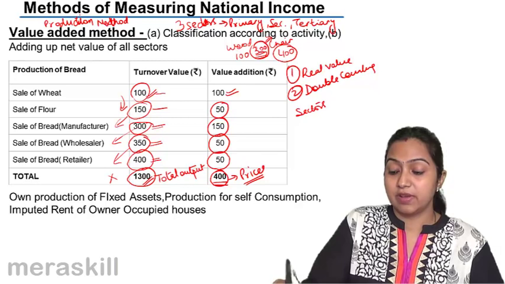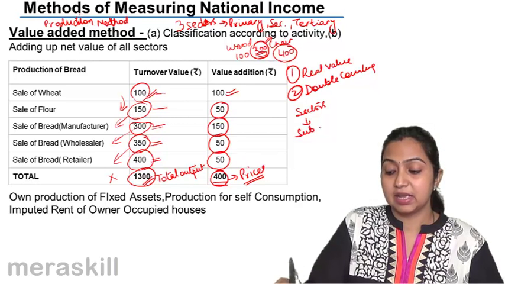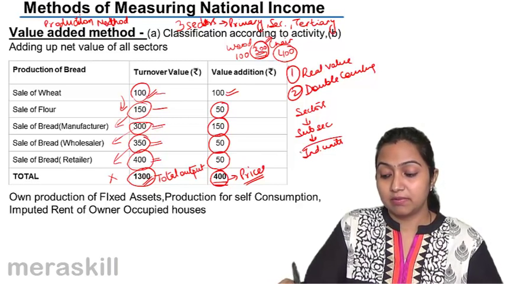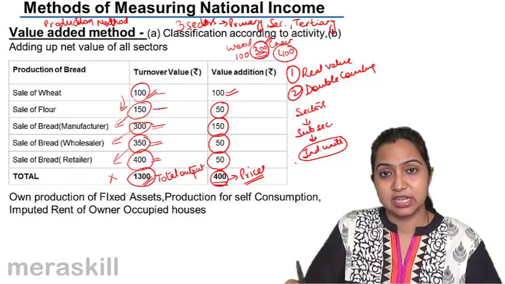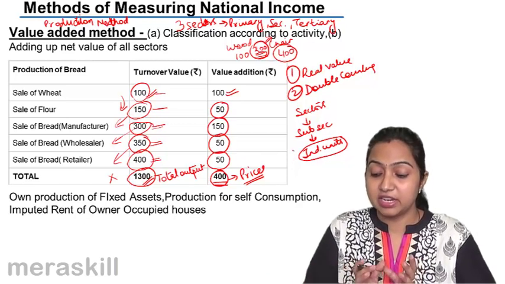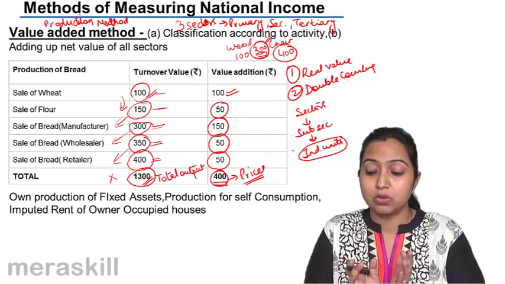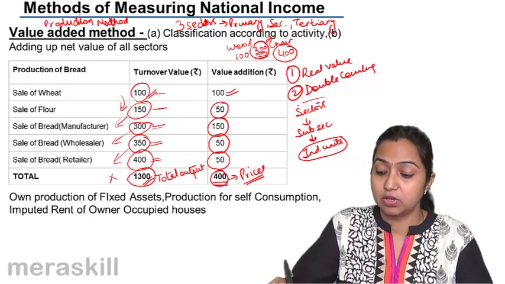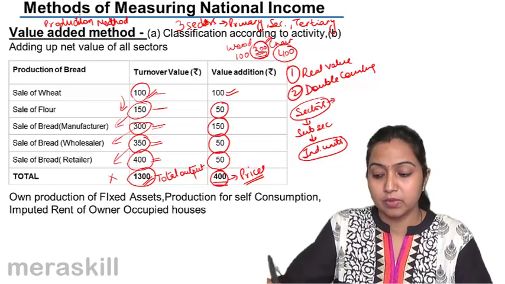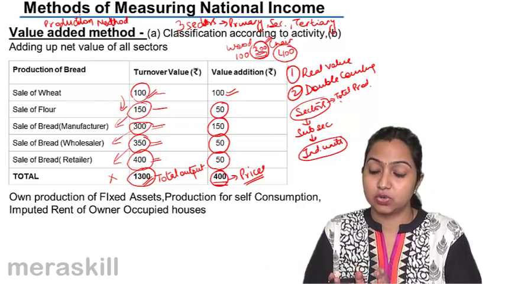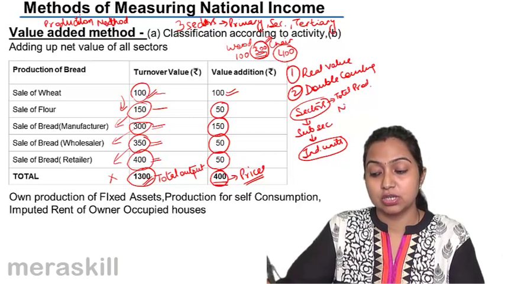Sectors are further divided into subsectors, and then subsectors have individual units. How is the computation done? Firstly, the production of individual units is taken into consideration. All the individual units in that subsector are then added up. Then all those subsectors are added to arrive at the total income or the total production of that particular sector. And when we add all the three sectors together, we arrive at the national income.